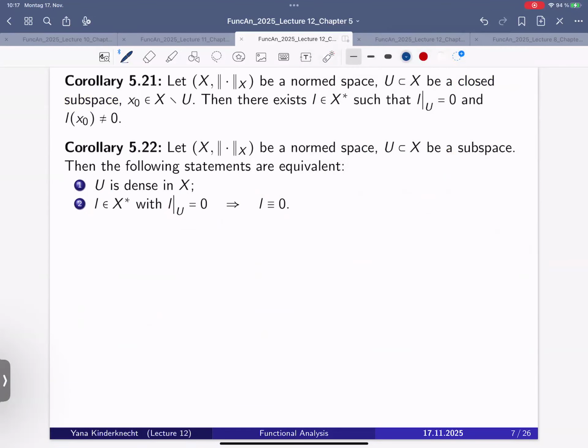So let us again prove it. If we have 1, then this implies 2, and this is obvious since L is continuous.